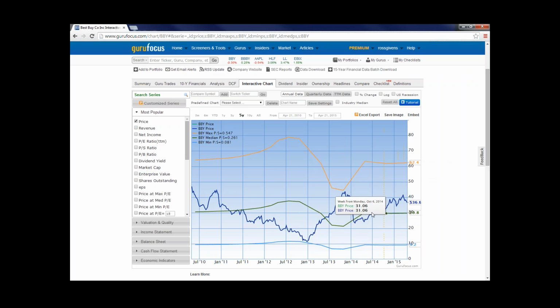But the median is somewhere around $30 per share based on average price to sales multiples, and it's a little bit on the higher end. So if I'm looking for a long-term buy in Best Buy based on this metric, I'd look for a pullback down, below the $30 range.